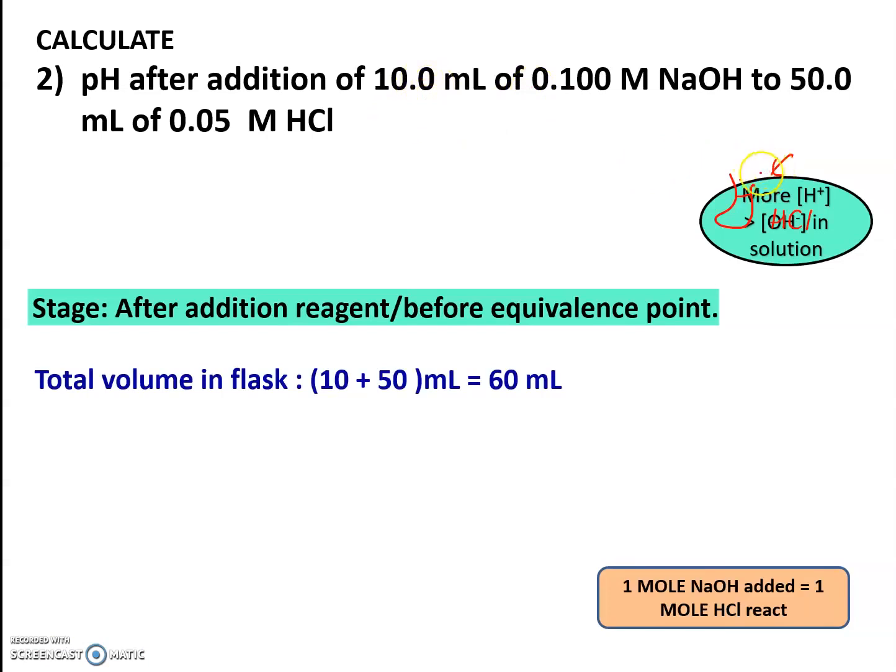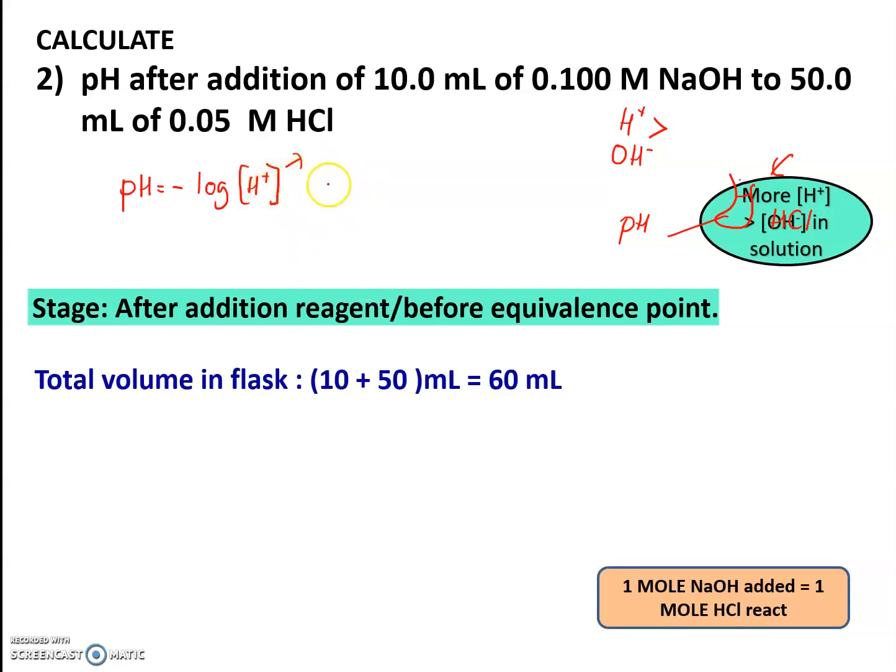Now addition of base to H plus. The concentration of H plus is still more than hydroxide, because the titration has started, before the equivalence point. So we want to know the pH of the solution in the flask. To calculate pH, we use the formula negative log concentration of H plus. This concentration of H plus comes from molarity.